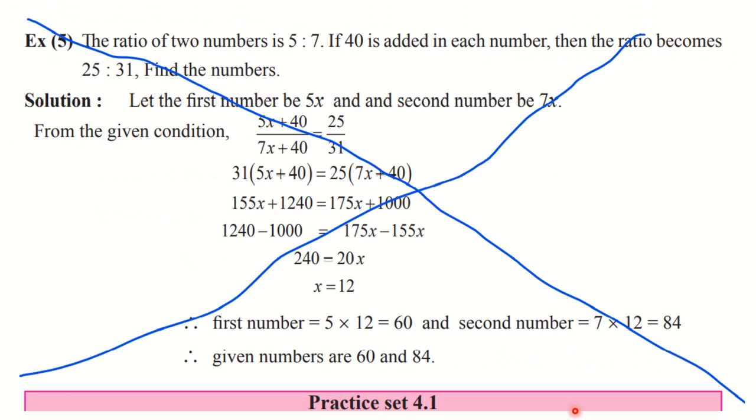Now next time we will start with practice set 4.1. Example number 5 just above practice set 4.1 is cancelled. For this year, this particular sum is not there. It will not be asked for the evaluation. So take a note of this change. In your textbook, put a mark with a pencil that this sum is not there. So you have to take note of all these things.